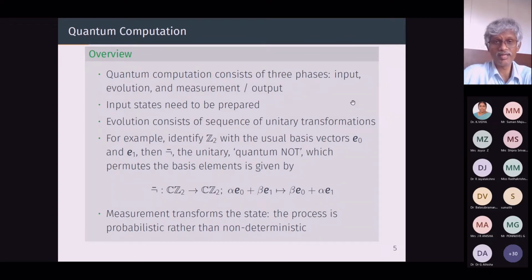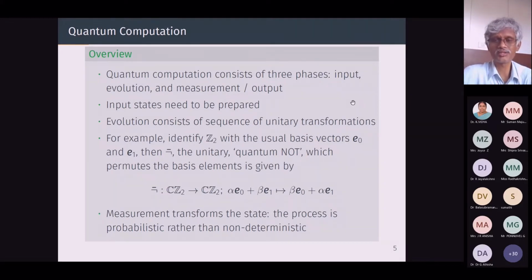Meaning the 0 bit and the 1 bit. The quantum NOT gate will say, for example, take this alpha E0 plus beta E1 to beta E0 plus alpha E1. OK, so it just permutes the basis elements and gives this meaning. So E0 will go to E1 and E1 will go to E0. So just a quantum extension of the classical NOT gate.